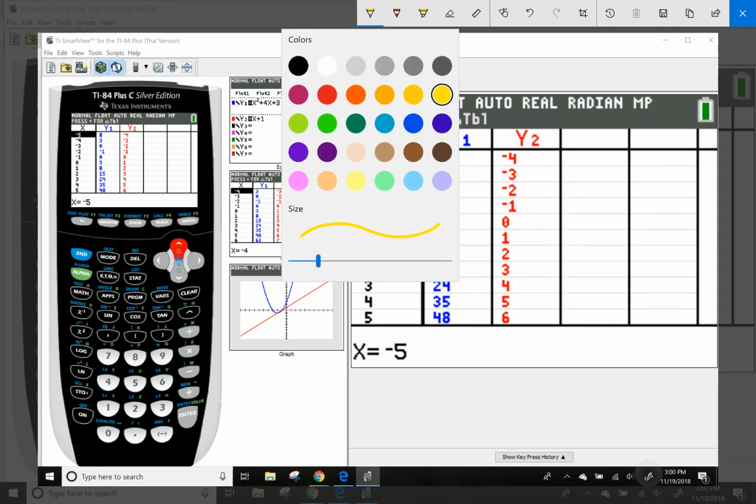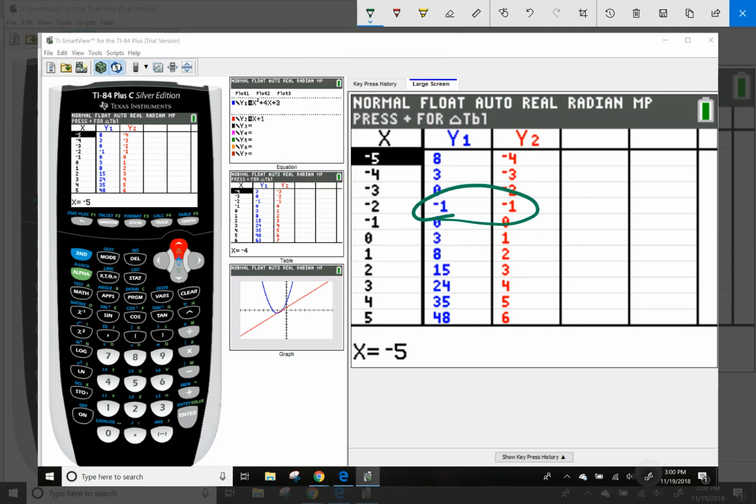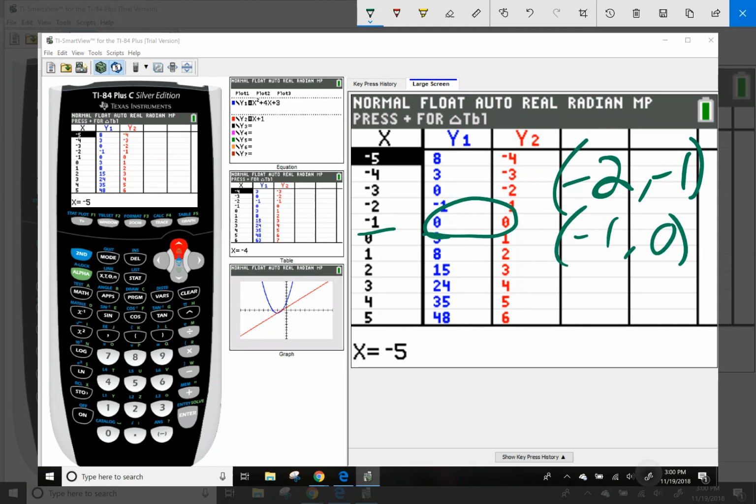Maybe green's better. Right here at -1, -1. So that's at -2, -1. And the other one is right below it. They're both there at 0. And that's -1, 0. Those are the two points confirmed by my table. So again, when you're looking at the table, you're looking for both y1 and y2 being the exact same thing. And you can see everywhere else on there, they're not the exact same thing. It's only there and there.